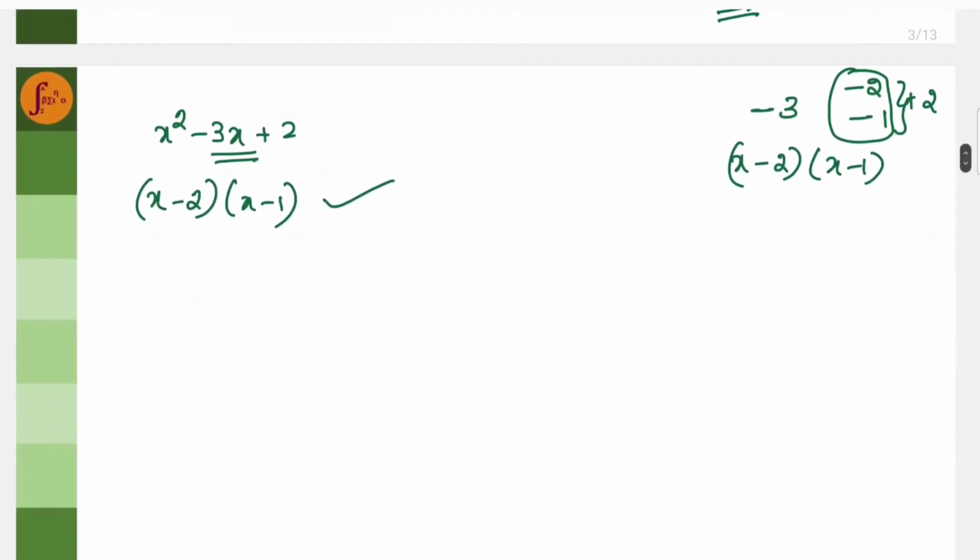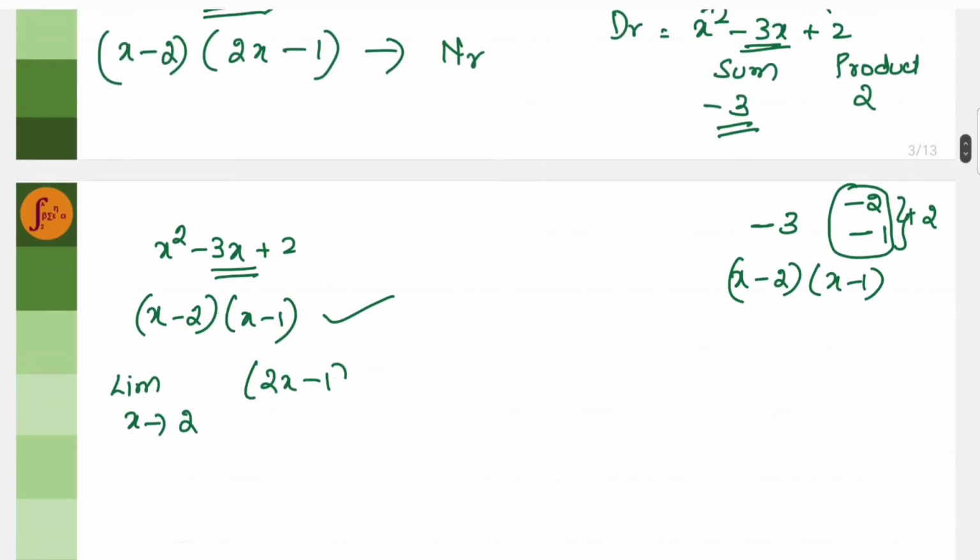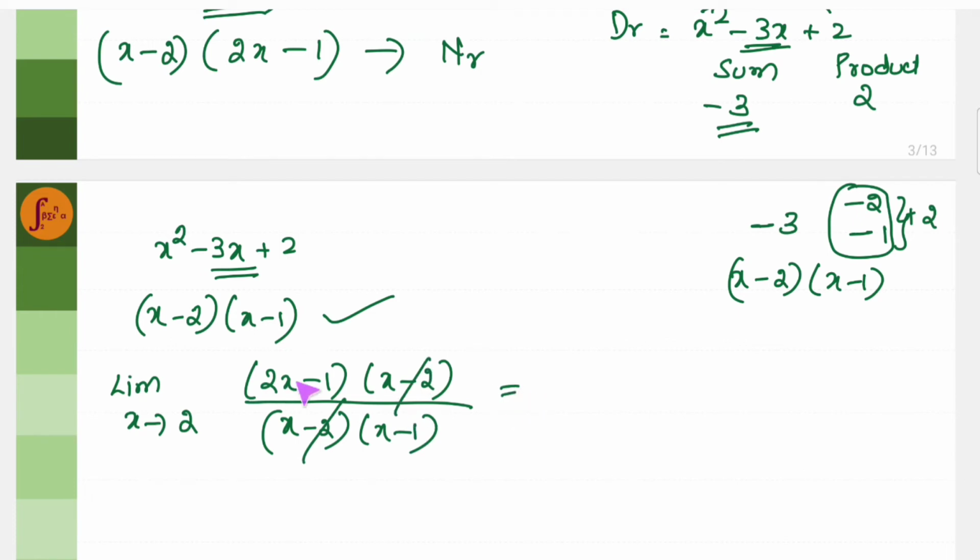So let's substitute now. Limit x tending to 2. First one is 2x minus 1 into x minus 2. And the denominator we got is x minus 2 into x minus 1. x minus 2 and x minus 2 get cancelled. We are left with 2x minus 1 by x minus 1. Now we will do direct substitution. We'll get 3 by 1.